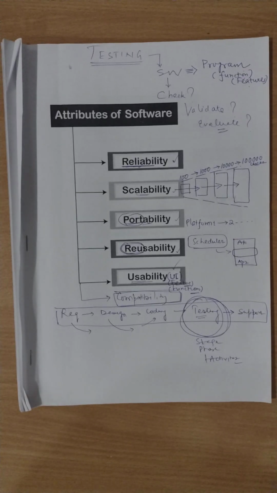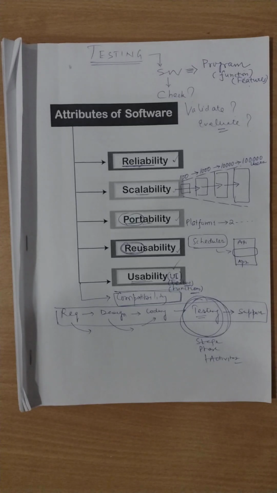So hi friends, today we are going to talk about software testing. What types of software testing are being conducted, why it is required, what we do in software testing, what are the attributes of a software which we need to ensure through software testing.